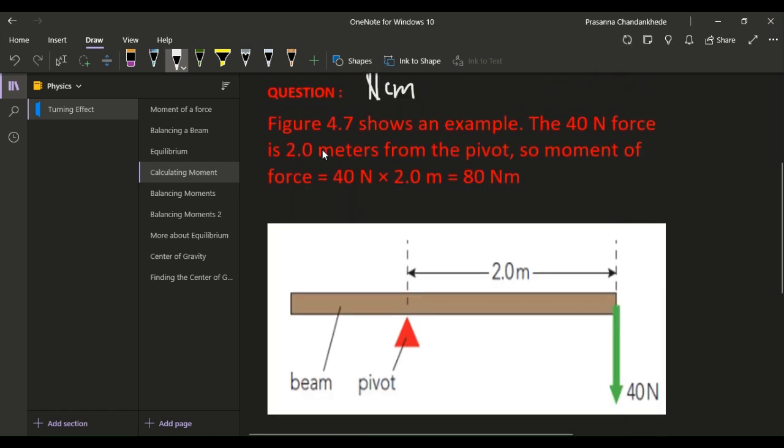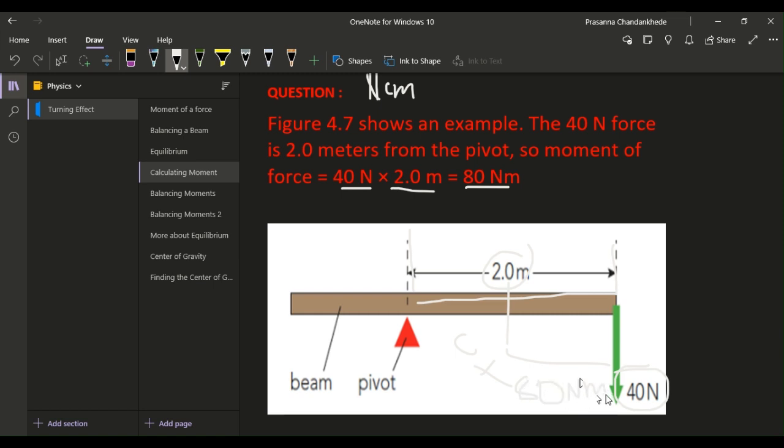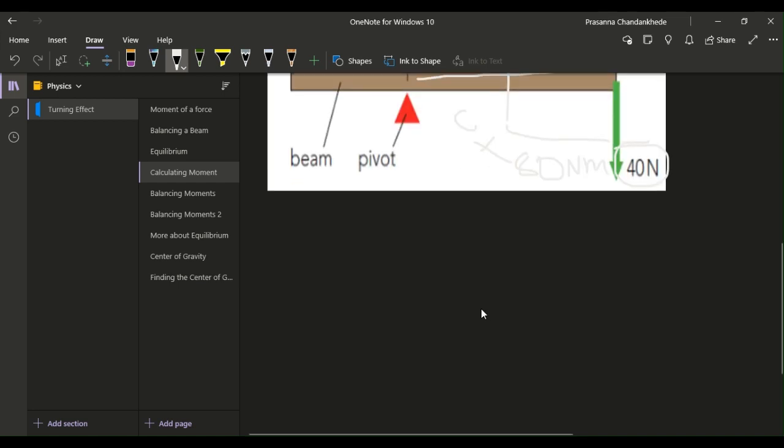Okay, so we have a question over here. Figure 4.7 shows an example. The 40 Newton force is 2 meters apart from the pivot. The moment of the force equals 40 newtons times 2, which gives us 80 Newton meter. So this is what I was saying. This is the perpendicular distance, which is 2 meters, and this is our force, 40 newtons. When you multiply this by this, you get 80 Newton meter. I'm sorry I'm using white, but I hope you can see this.